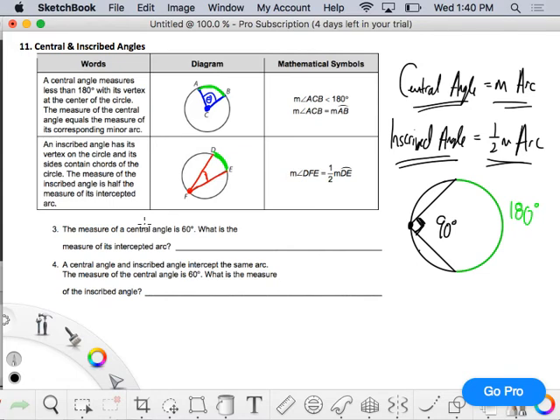Number 3, the measure of a central angle is 60 degrees. What is the measure of its intercepted arc? 60. A central angle is equal to the measure of the intercepted arc. So if the central angle is 60, the intercepted arc is 60, right? Now, a central angle and inscribed angle intercept the same arc. The measure of the central angle is 60 degrees. What is the measure of the inscribed angle? 30 degrees. I'll show you why. Give me a second.